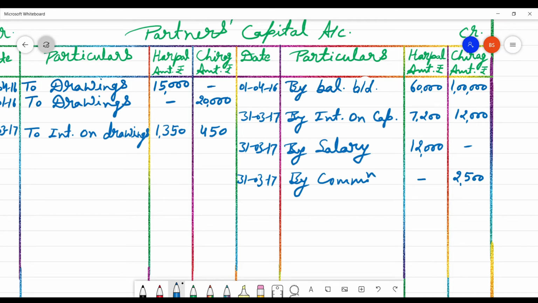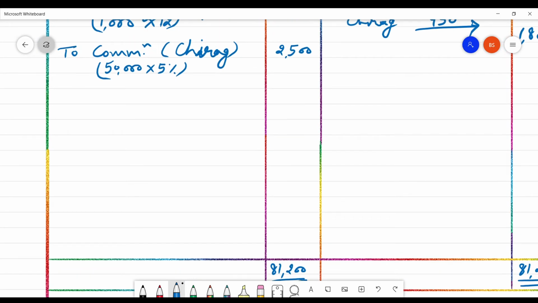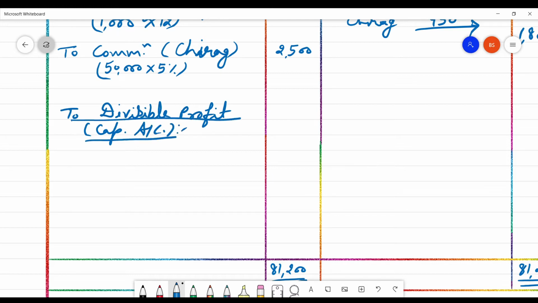After that, we will find out the difference amount for the divisible profit, and this divisible profit is transferred to the capital accounts of Harpal and Chirag. From the 50,000 we will deduct 2,500, as we have paid the commission to Chirag. Then it comes 47,500.